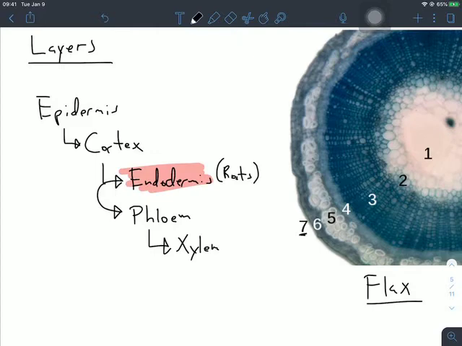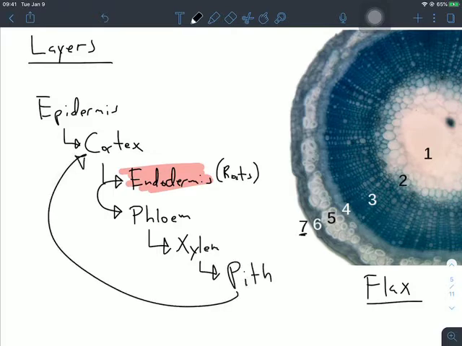Now, occasionally, in some plant lineages, you again have more ground tissue on the inside of the xylem. Ground tissue on the inside of the xylem is not called cortex. It is called pith. Developmentally, it has to arise from different stem cells. That's why we give it a different name. We call it pith, not cortex, because different stem cells create it.